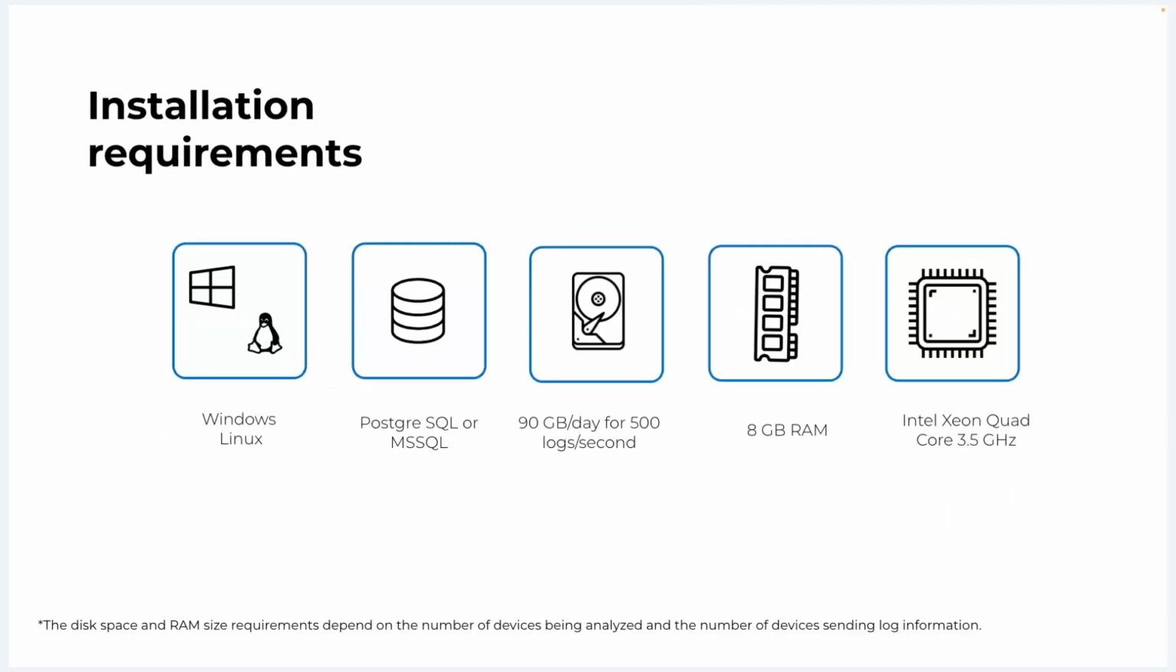So listed here is the basic installation requirement. Firewall Analyzer can be installed on a Windows or a Linux system. All the syslogs received by the Firewall Analyzer by default are stored in the Postgres database. So if you need, you can also configure the syslogs to be stored in your MS SQL database as well. The disk space and RAM size mentioned here are the minimum requirement, and the same might vary depending on the number of devices being analyzed and the number of devices that are sending log information to Firewall Analyzer.